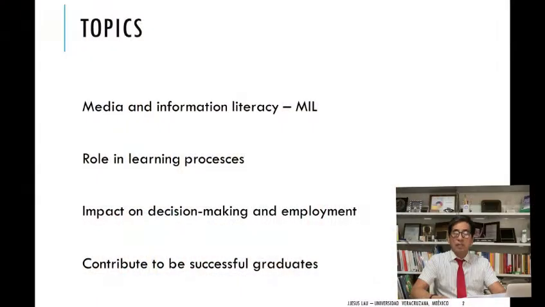Okay? So this is the example, and I'm going to leave the example aside to try to cover a few topics that I have prepared for you. The topics that I have are, obviously, media and information literacy competences, their role in learning processes, the impact on decision making, and how to be a successful graduate. And all this will be in just a few minutes because the whole talk will be about 15 minutes.